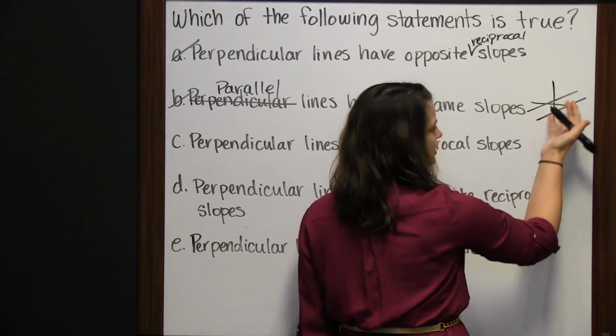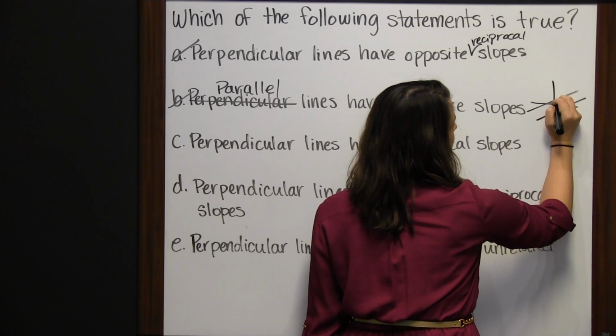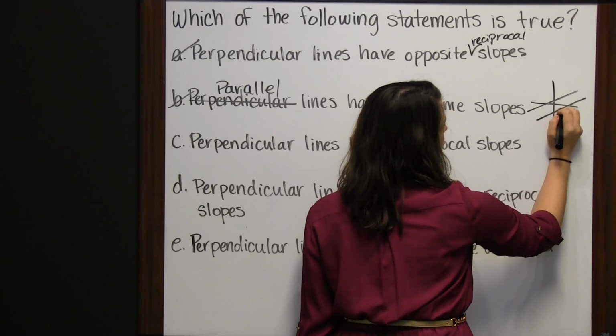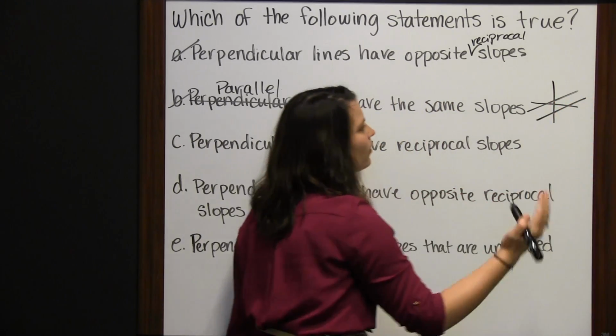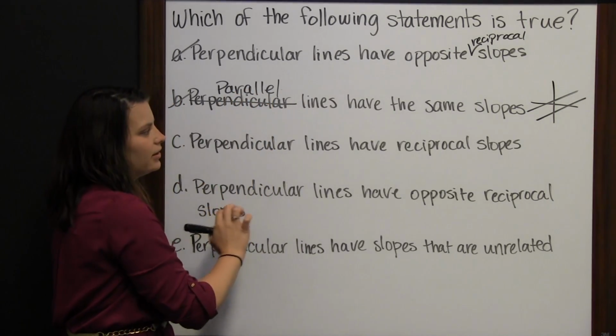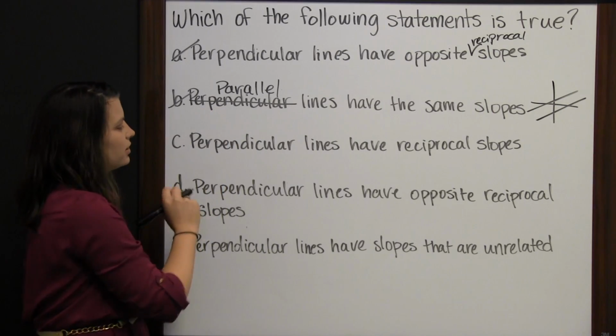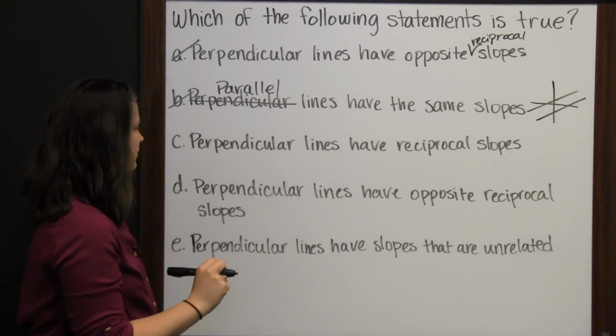For instance, let's say these lines had a slope of 1/2. Then this line we go up 1 over 2, up 1 over 2, same thing here, up 1 over 2, up 1 over 2, and that way our lines never touch. So it's parallel lines that have the same slopes. So this statement is also not true.